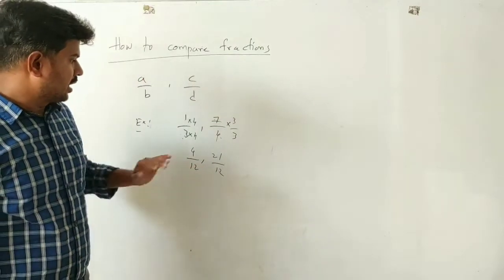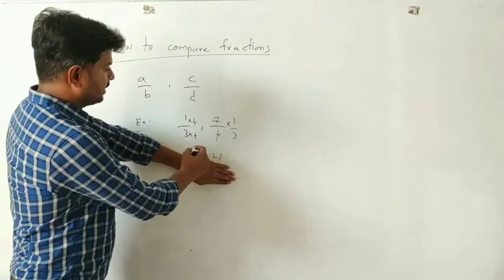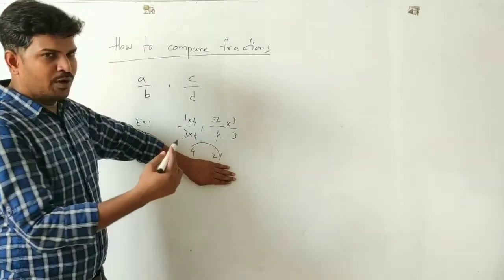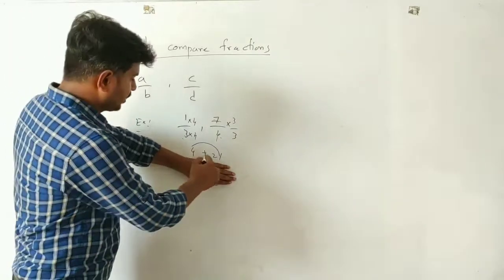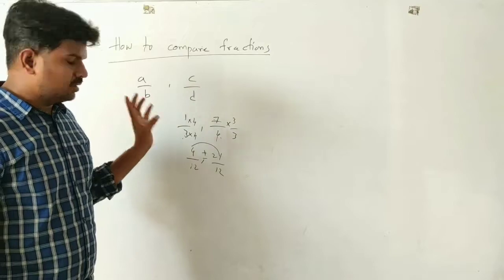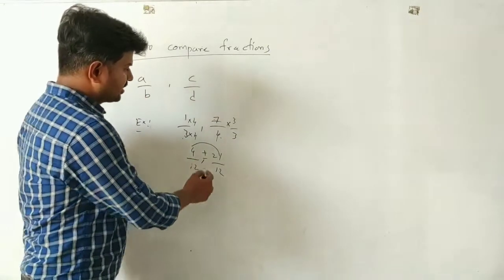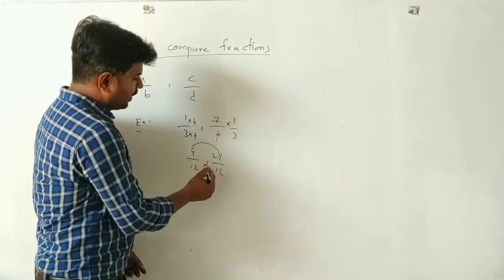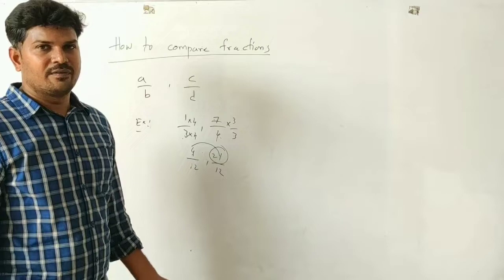Now as these two have the same denominator, next try to do the operations on these two. If you want to add, you can add. If you want to subtract, you can subtract. If you want to compare, you can compare. Whatever operation you want to do, first make the denominators the same. Now we can compare which is higher, 4 or 21. 21 is higher. So like this we can identify very easily.